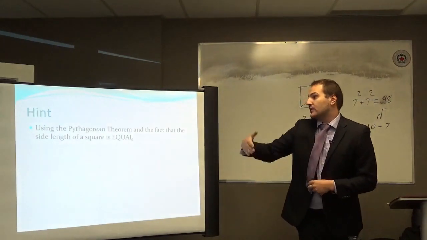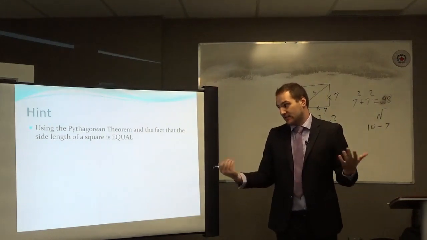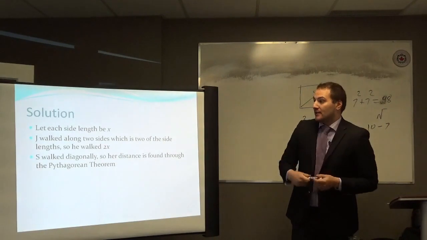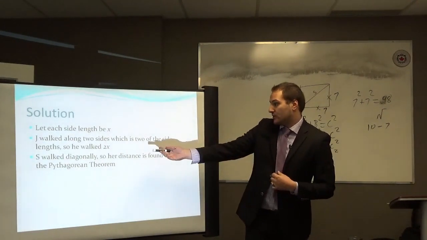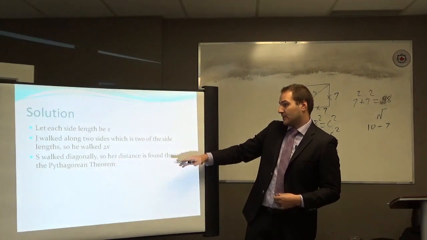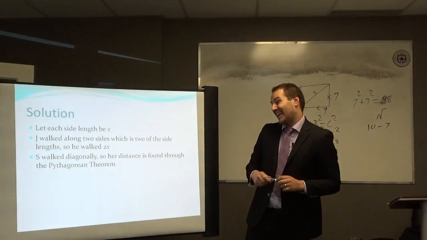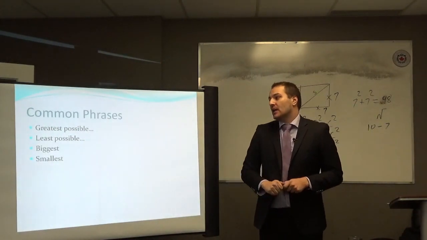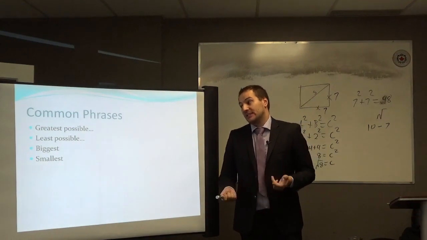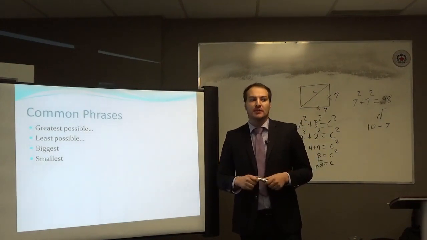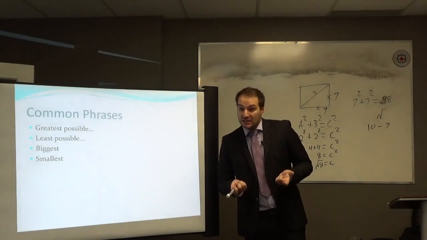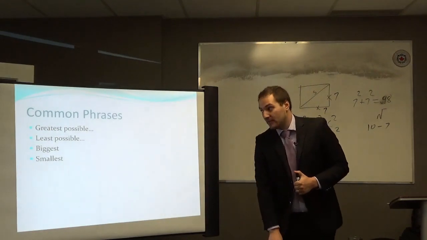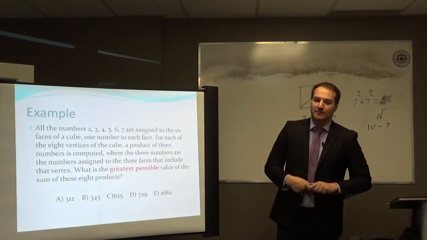And yes, you would use the Pythagorean theorem and the fact that the side lengths of a square are equal. You guys did that one very successfully. Then you let each side length be x. J walked along 2 sides, so he walked 2x. S walked diagonally, so her distance is found through the Pythagorean theorem. Another thing, a common phrase is greatest possible, least possible, biggest, smallest, largest, mean, average. These things trip students up, and we see it all the time.